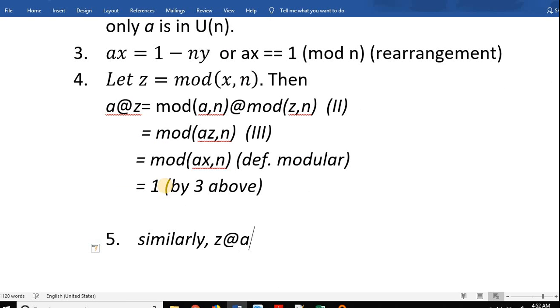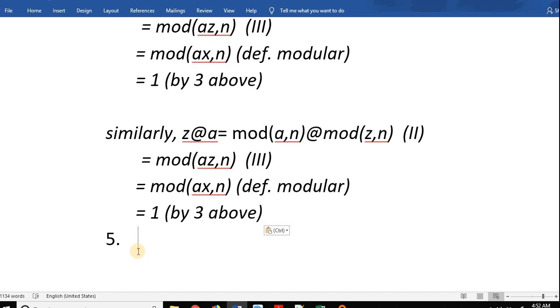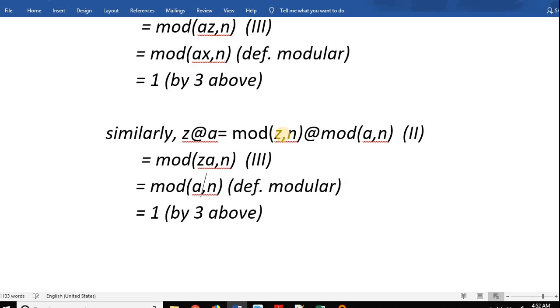Z at a, and I can just copy this argument, and replace the z and the a since it's this way. And I can do this, and I can do this, and I have that. Okay. I guess this is my number 5.